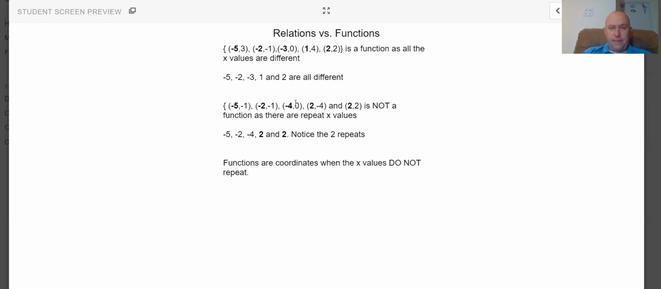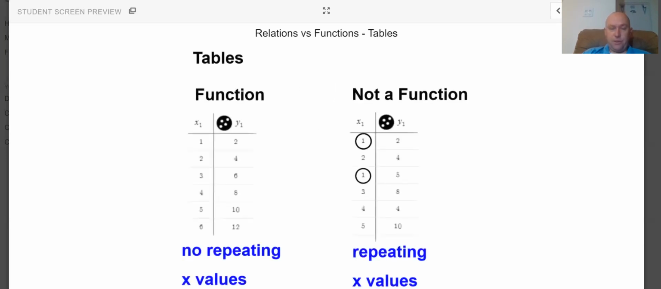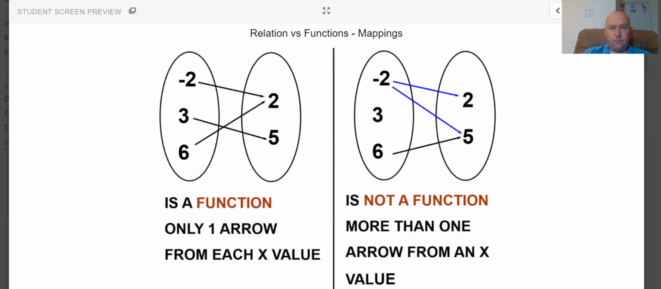Whereas I look at the second example here, I can see that there's a repeated 2 value. So for that reason, these are not functions. So it's fairly easy to tell. It's just making sure you understand those definitions. Now, if we have it as a table, it's as easy as just looking down the x values, and you can see that there are no repeating values here. But if I look at this table here, I can clearly see that there's a repeating 1, and for that reason, this would not be a function.